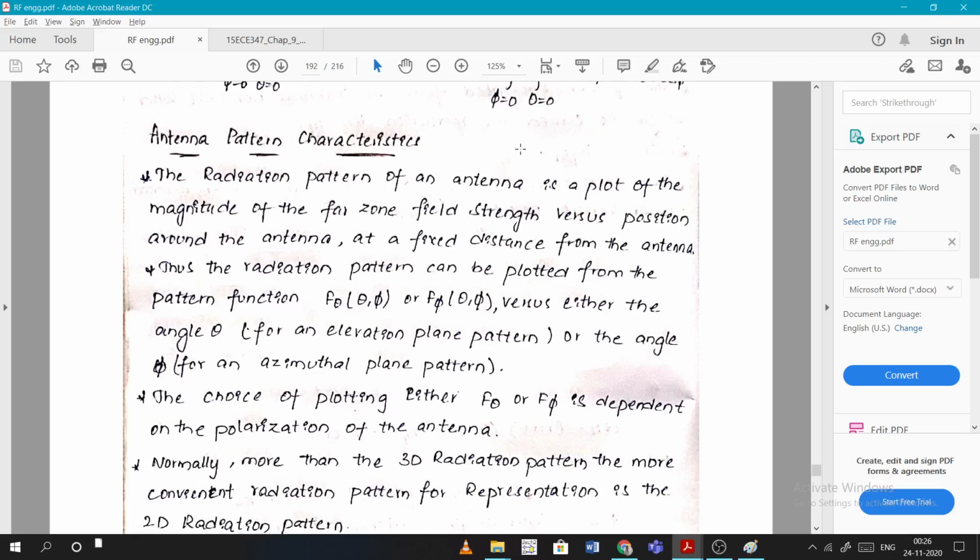Thus the radiation pattern can be plotted from the pattern function. Pattern functions are what? F theta and f phi, right, versus their angle. So angle of elevation plane pattern and angle of azimuthal plane pattern. So basically what is the elevation plane pattern and the azimuthal plane pattern, we'll see.